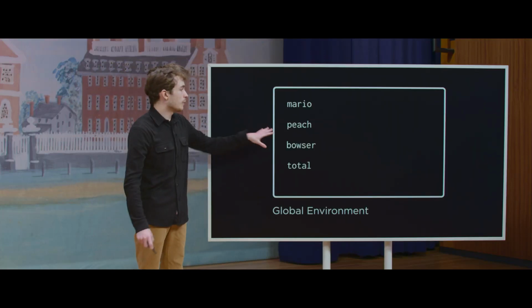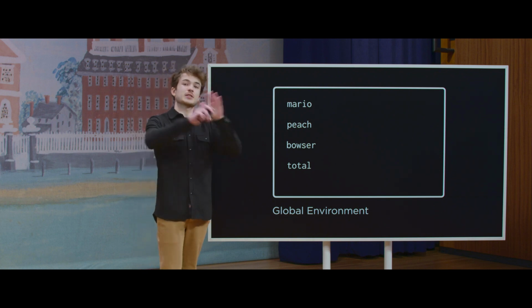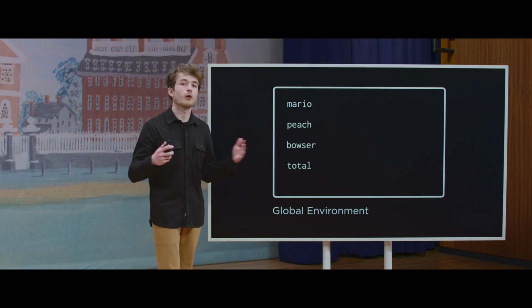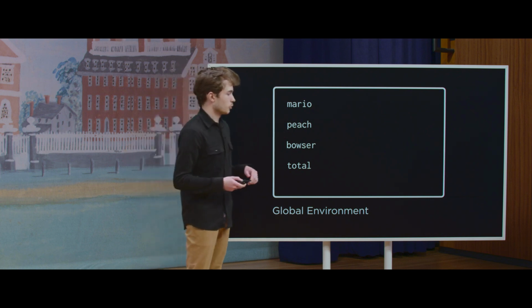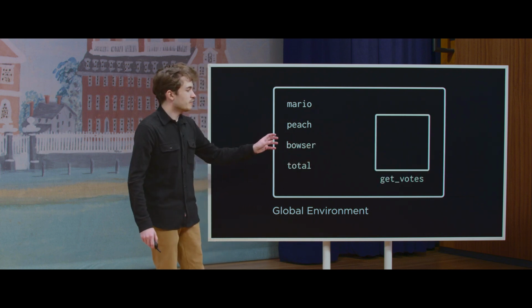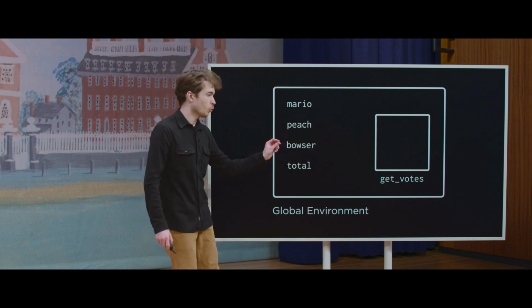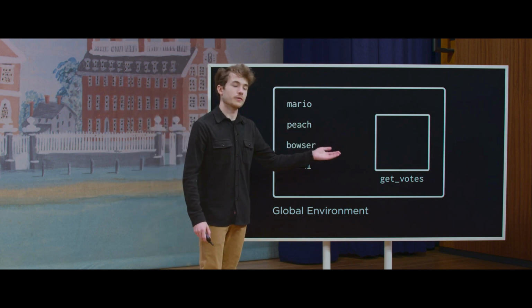We have those 4 objects we saw earlier. Mario, Peach, Bowser, in total. These are accessible to me, the programmer, pretty much at all times. We also have, of course, our function getVotes. But getVotes is kind of best viewed as this black box. I don't exactly know what's going on inside of it when I call that function.